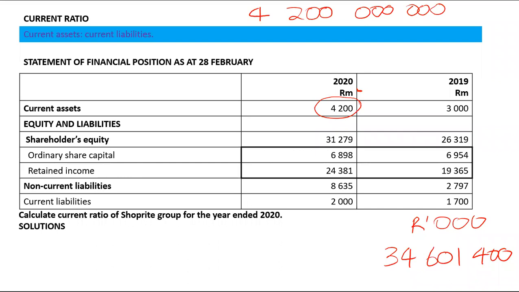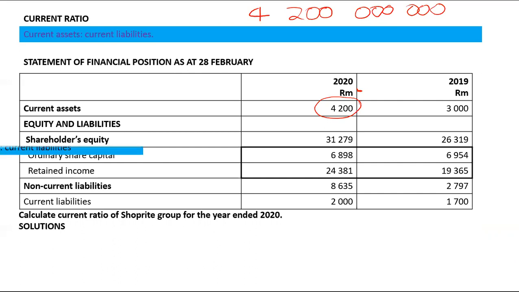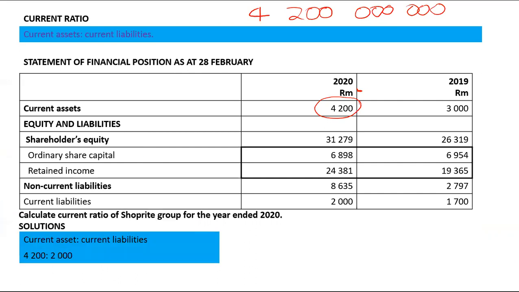But here, guys, the zeros don't really matter because when it comes to ratios, the zeros will ultimately cancel out. So it really doesn't matter. I'm just going to take it as 4,200 is to 3,000 Rand. Now, how do I simplify this ratio? Let's see if you guys do remember grade 8 maths.